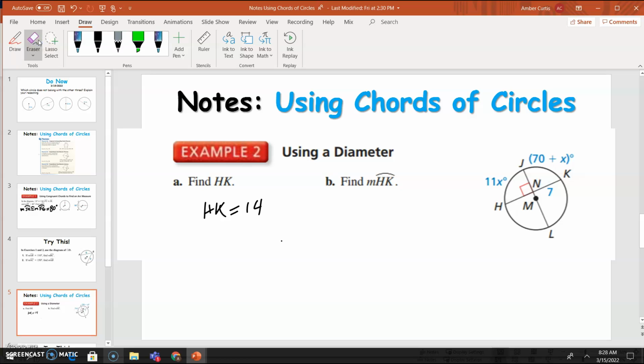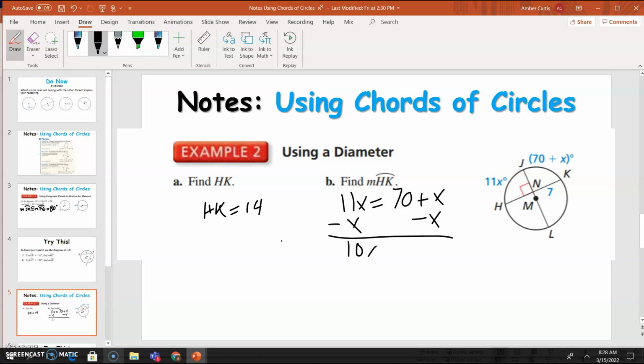Now, to find arc HK, which is actually the outside, we know by that same theorem that those two arcs that form it are equivalent. So we know that 11x is equal to 70 plus x, because we can see here in our picture that this arc plus this arc make the full HK arc. We'll solve this equation by subtracting x from both sides. We get that 10x is equal to 70. Divide both sides by 10, and we get that x is in fact 7.